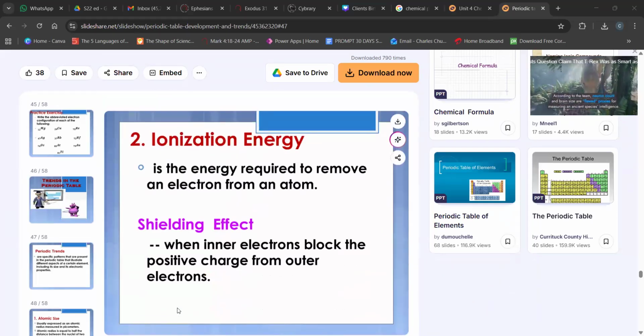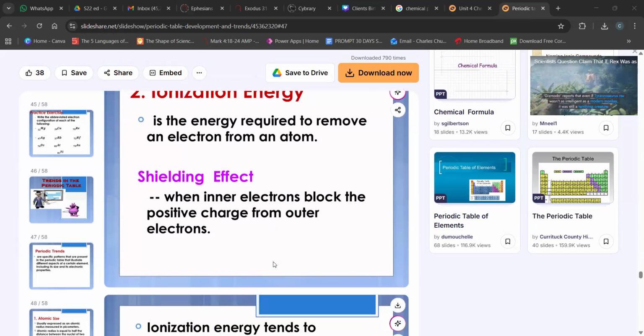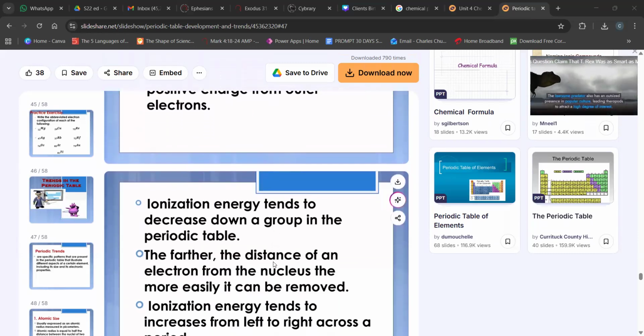Did you guys discuss anything like ionization energy? I don't think so. Okay. Ionization energy is the energy required to remove an electron from an atom. All right. I don't think you guys discussed this shielding effect either.